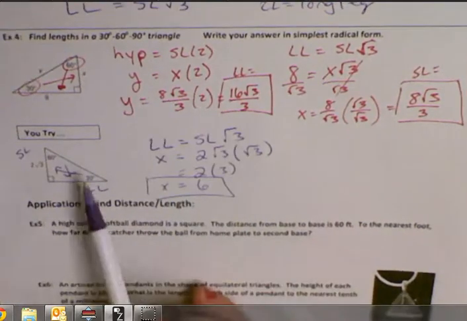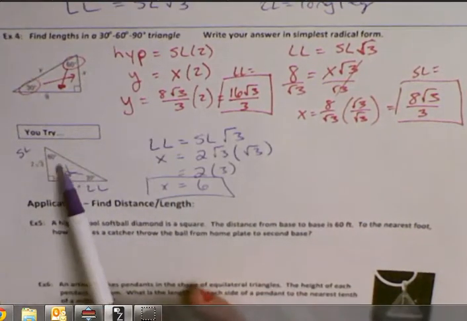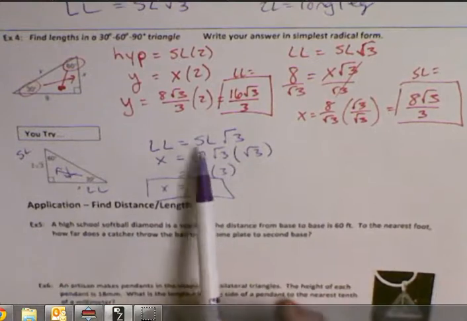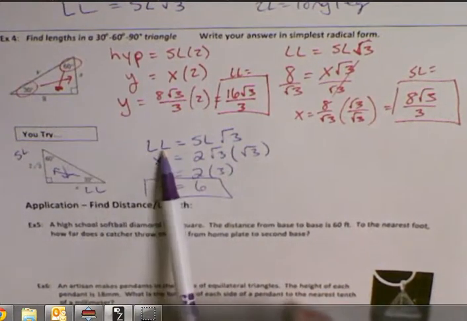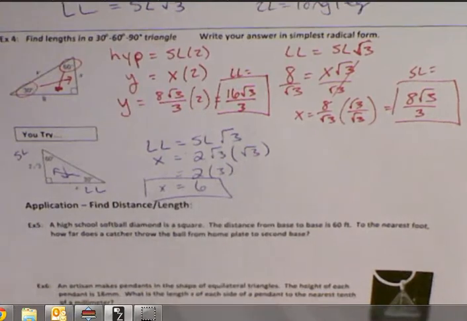Okay, you should first identify your short and long legs, make sure you have a 30, 60, 90 triangle, and then set up your equation. Figure out which one you need. I don't have a hypotenuse, so I'm going to use the long leg formula, and I find x is equal to 6.